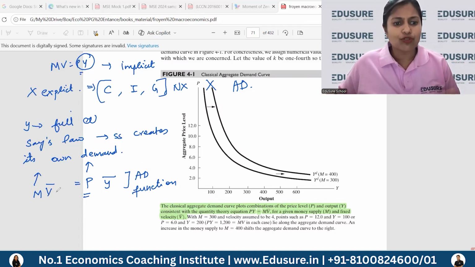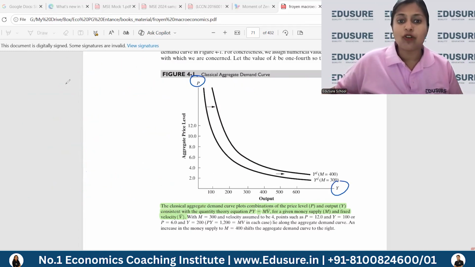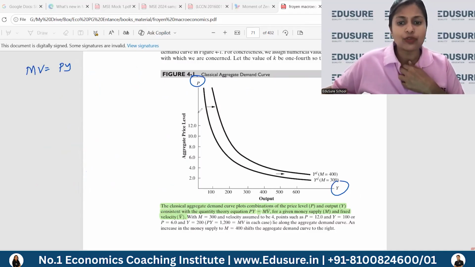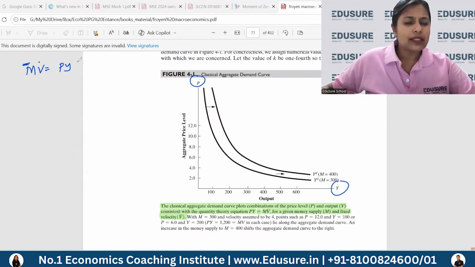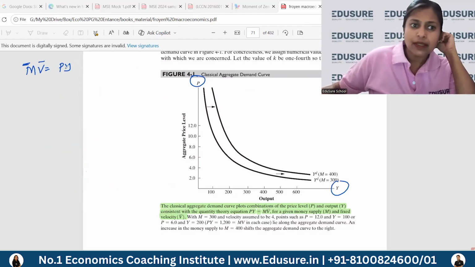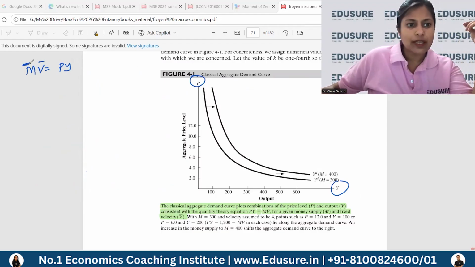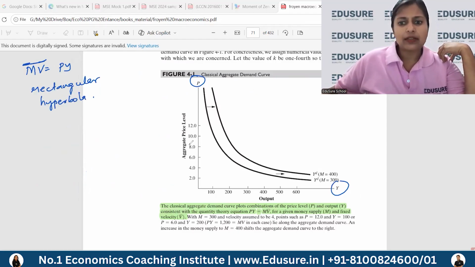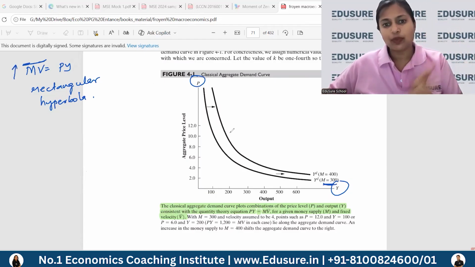So if we have to draw this, MV is equal to PY. Now remember, this is in the PY space. The demand and the supply curve are to be drawn in the PY case. Now when we draw MV is equal to PY for a particular value of M, okay, so for a particular value of M, so P into Y is equal to M into V. So let's say MV is a constant. So P into Y is equal to MV will be a rectangular hyperbola, right? This will be a rectangular hyperbola, so it will look like this. And this is drawn for a particular value of M. So as M increases, this hyperbola will just shift out.